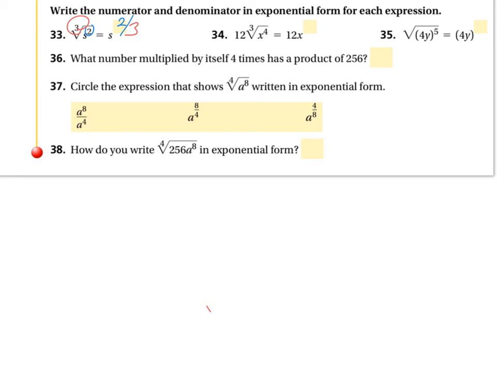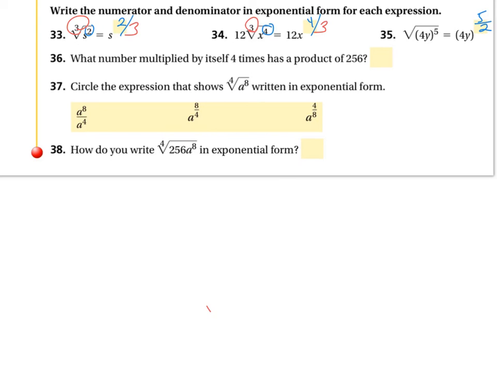In the next problem, 4 is the exponent, so it becomes the numerator, and the 3 is the index, so it becomes the denominator. And in the last problem, this is slightly different than what you saw on the previous page, but 5 becomes the numerator, and 2 becomes the denominator.